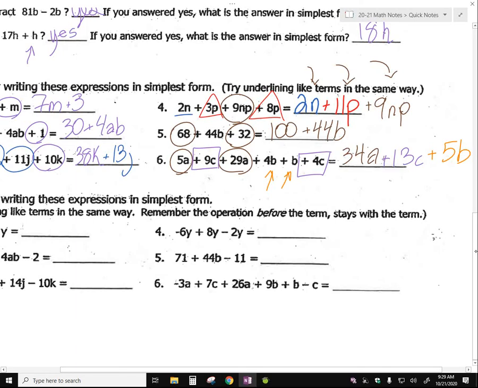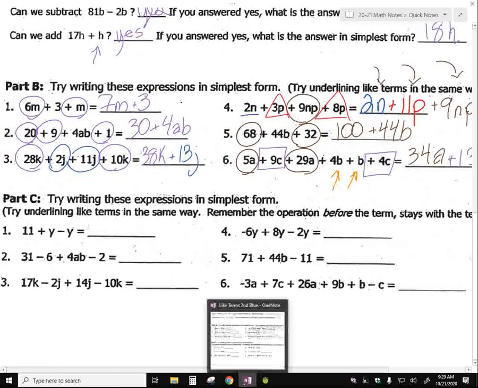Are there any questions about Part B? No? All right, let's continue along. It's 9:30 right now. Part C. Try writing these expressions in simplest form. This part is referring back to the first chapter that we did this year, which is chapter 3. I want you to circle the sign as well.